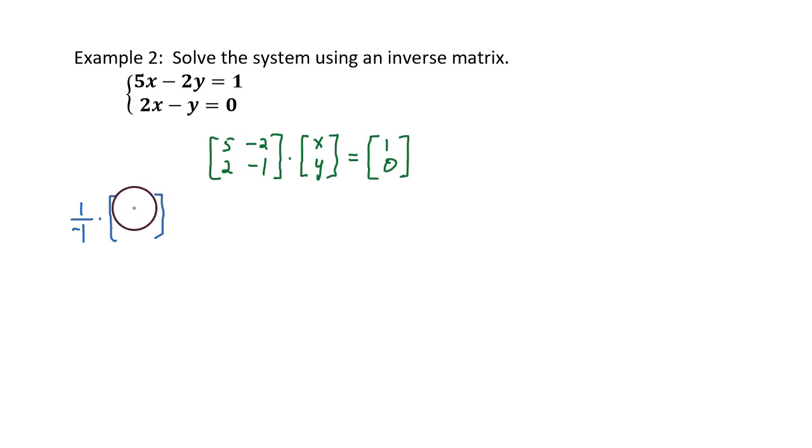Then, switch the -1 with the 5, change the sign of this, change the sign of this. 1 over -1 is -1, and when you times it to these four numbers, that will change their signs. We're going to take that inverse and multiply it on the left side of this matrix and on the left side of this matrix. What will happen is, on the left side, the x and y will now be alone.